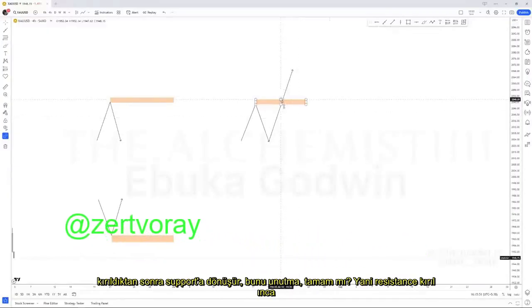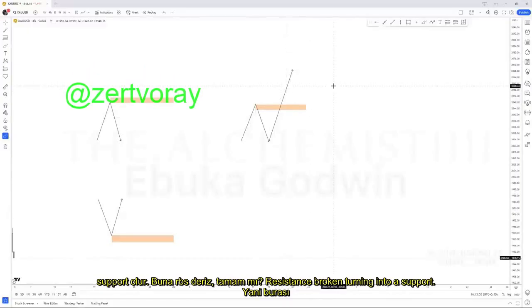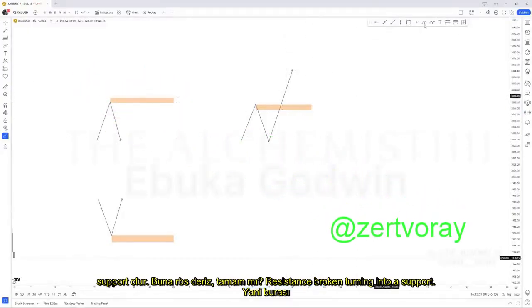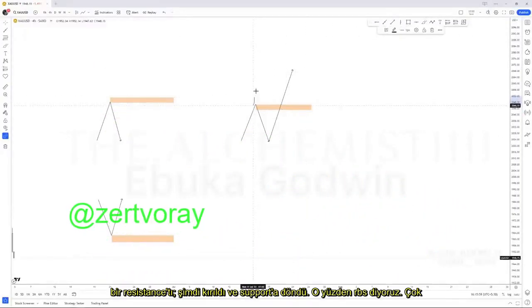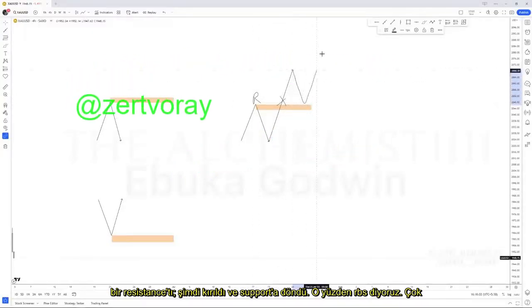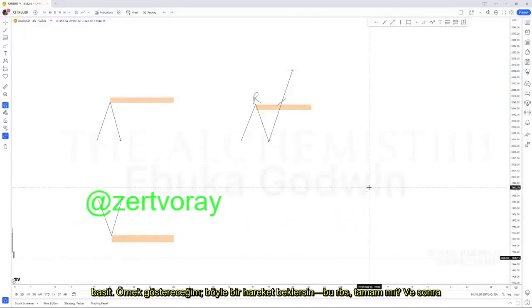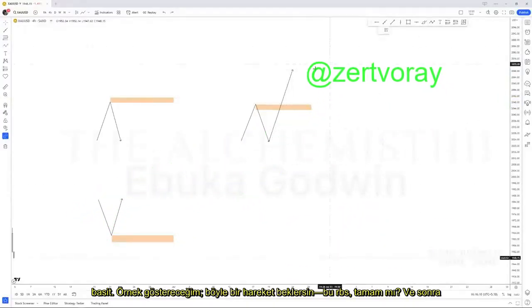Remember that. Okay, so once the resistance is broken, it will turn into a support. So we call this RBS. Okay, resistance broken, turning into a support. So this was a resistance. Now it is broken. Then it turns into a support. That is why we call it RBS. Very simple. Okay, so I'll show you examples.